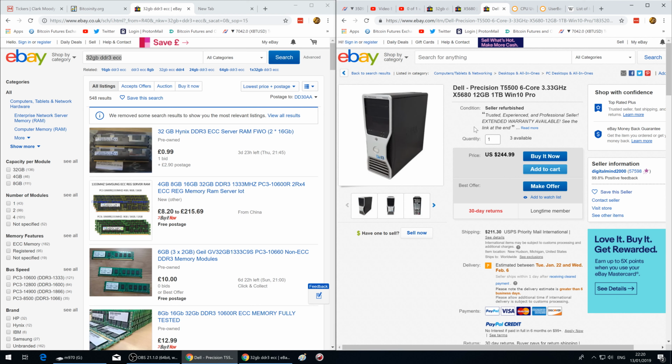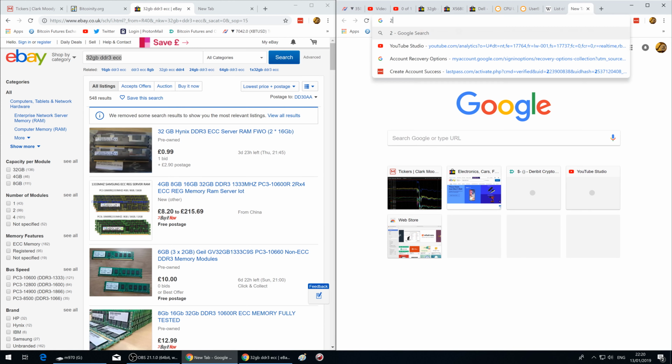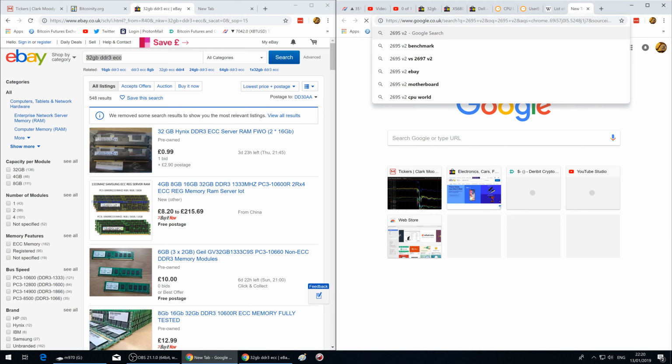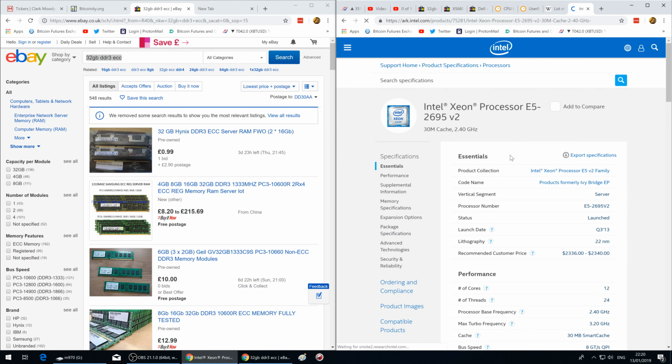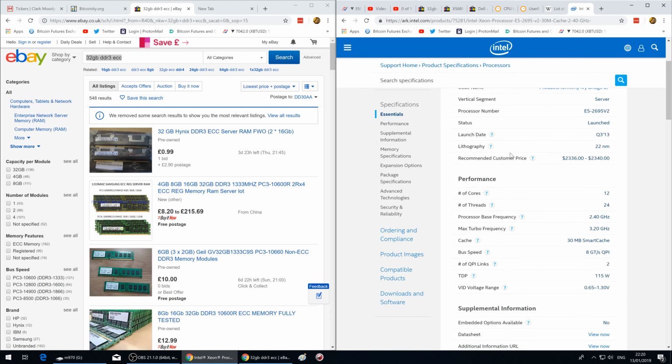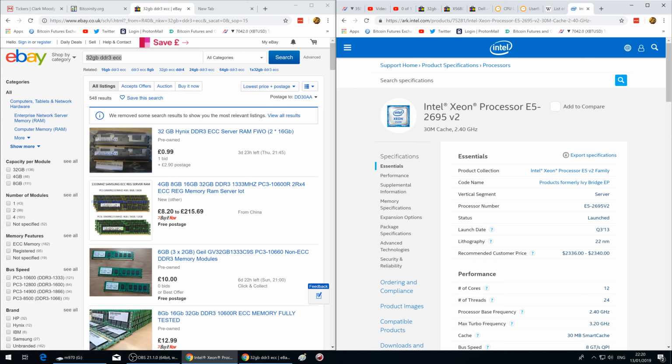Now, it's not only the old Xeons which use DDR3, you can go and scale a little bit higher up. You can still use DDR3 memory with CPUs like the 2695 v2. This is a decent one. So you can get this one on the cheap for around $200 or so, and this one has 12 cores, 24 threads. Or you can go for the 2690 or 2670 even. They still have plenty of cores.